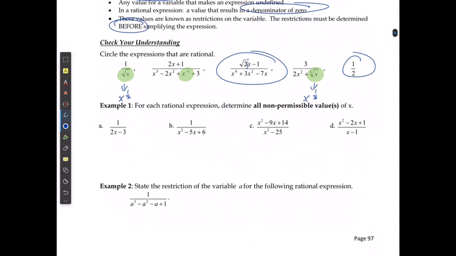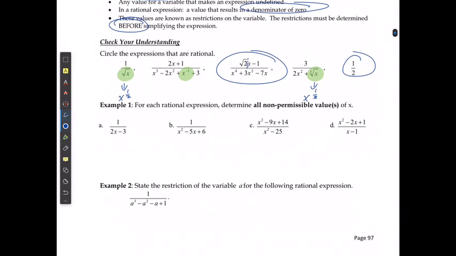All right, for each rational expression, we're going to determine all the non-permissible values of x. Kind of like when you're looking for restrictions in radicals, in this case, I'm just going to say that what's in the denominator can't equal 0. So if I take a look at this, I can say that 2x minus 3 cannot equal 0, which means that my non-permissible value is going to be that x cannot equal, when I isolate x, 3 over 2.